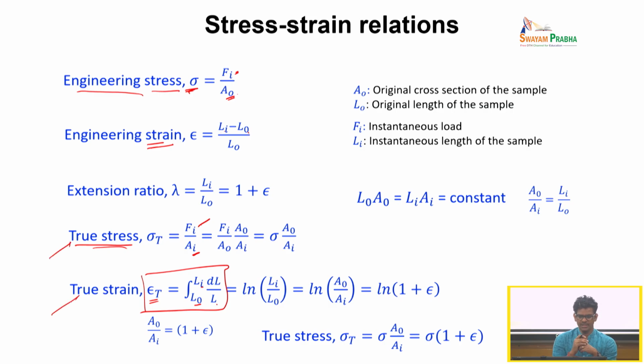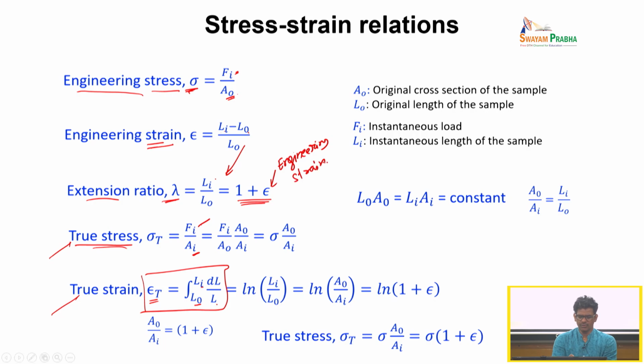We can also define another quantity called the extension ratio lambda, which is the ratio of the instantaneous length to the original length. If you combine these two ratios, you can show that the extension ratio is nothing but 1 plus epsilon, where epsilon is the engineering strain.